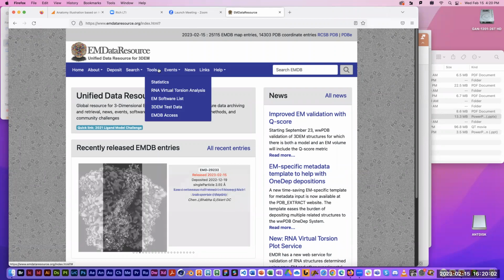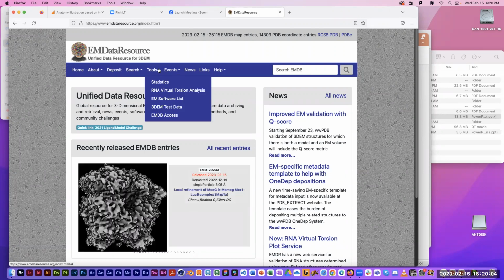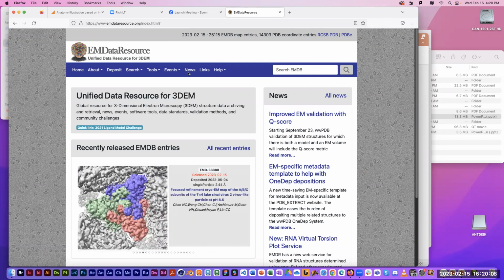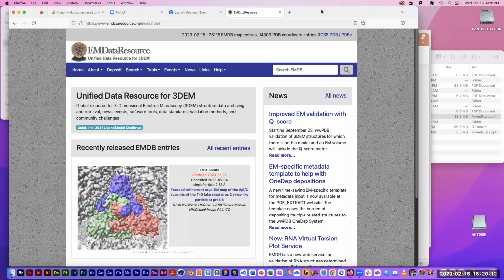I mean, there is a section under here for tools, but maybe I'll explore this EM software list sometime to take a look at it and try to see if I can identify some different tools for looking at electron microscopy data.